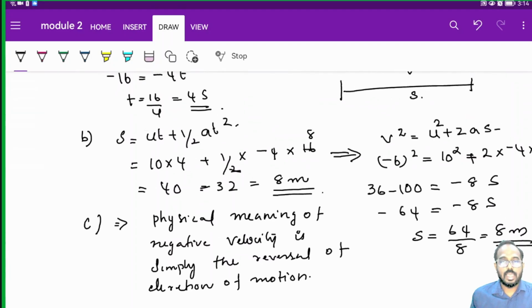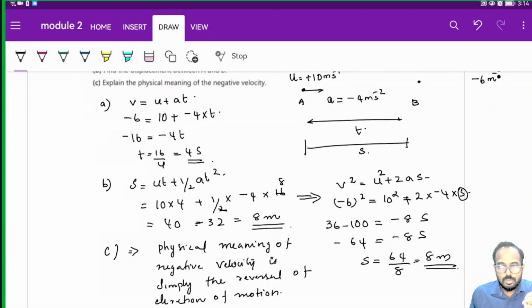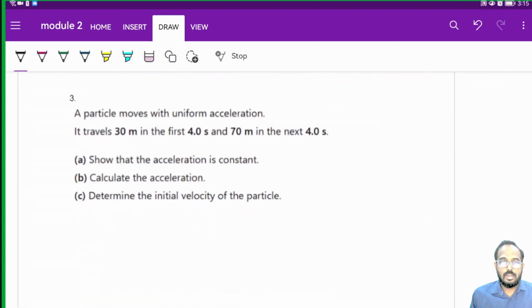So we finished the second part. I hope you got this right. So my objective is to give you the idea of how to solve the equations of motion questions: the procedure, the steps to analyze and solve equations of motion questions. Okay. Next one, third question. Pause the video and try to do it by yourself.